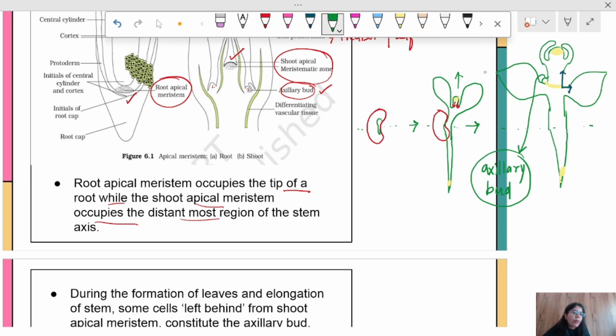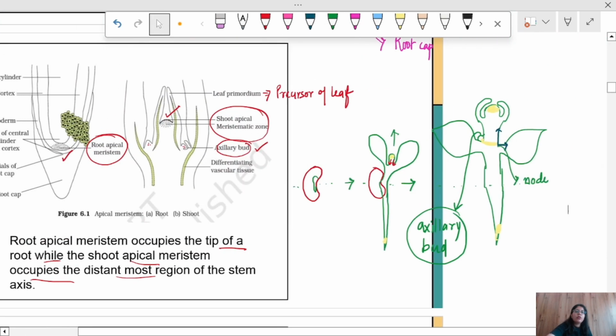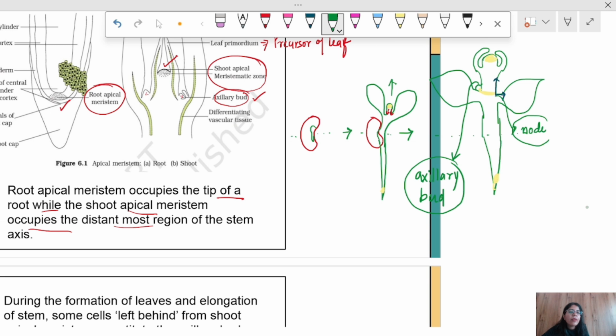And this area near the node, you know, the leaves are present near the node, right? So this particular structure is called node. The meristematic cells which are present at the node will become a part of another type of meristem, which we all know is called intercalary meristem, right? So can I say that axillary bud and intercalary meristem both are derived from shoot apical meristem?